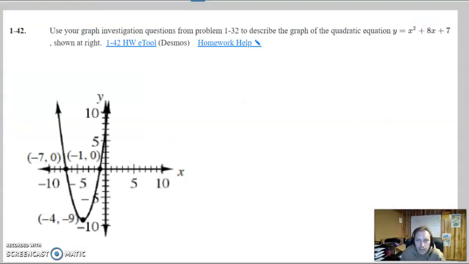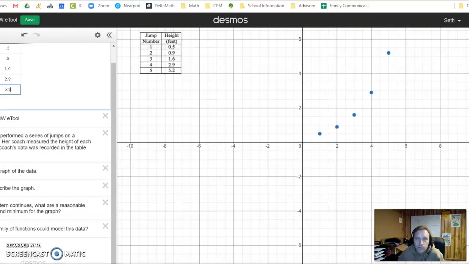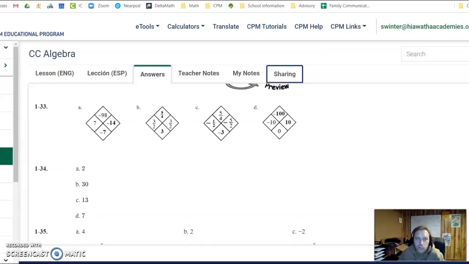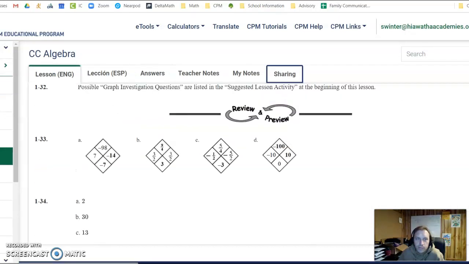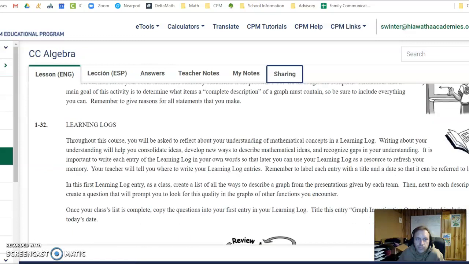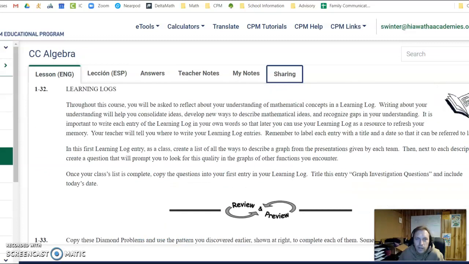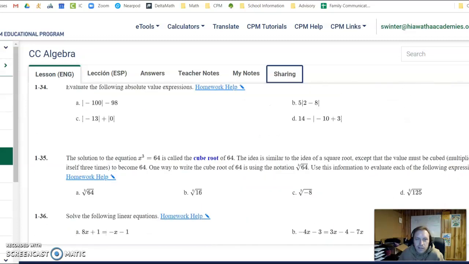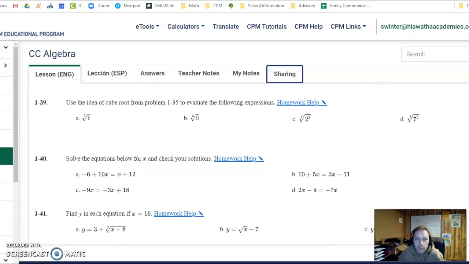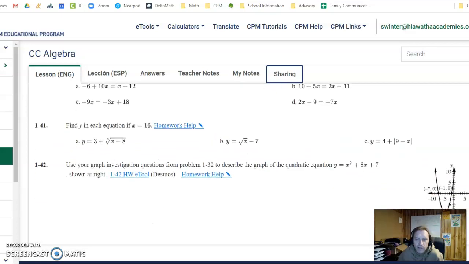All right. So let's take another look at this last problem from the week. That was 1-42. So it says, use your graph investigation questions from problem 1-32 to look at these investigation tools. So I'm going to grab that from the book, the questions from 1-32. And we were trying to find what? Maximums, minimums. Where did I put those? All right, either way, let's just take a look.